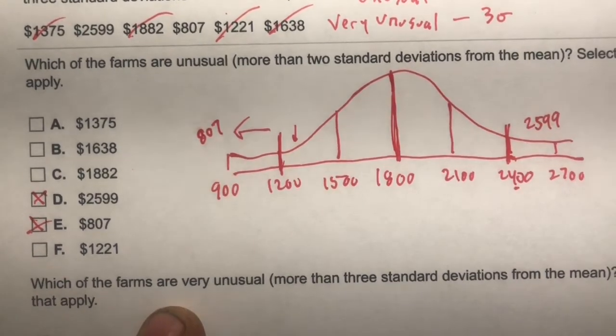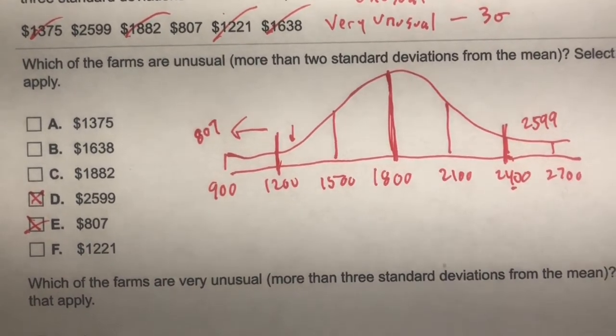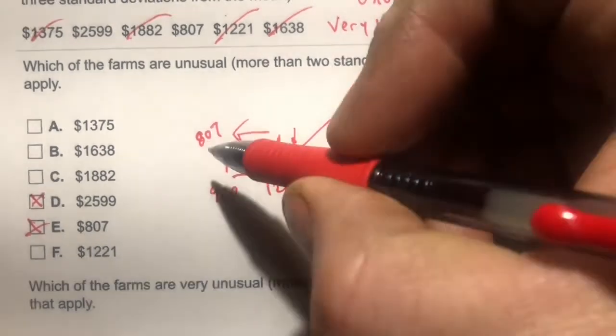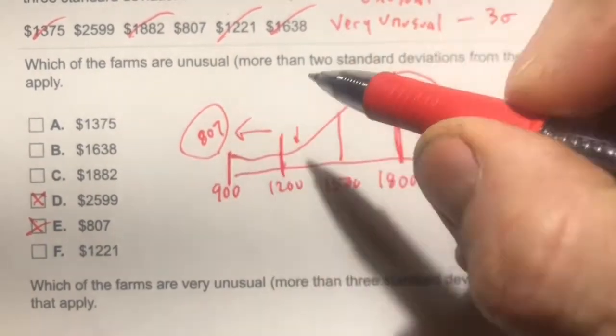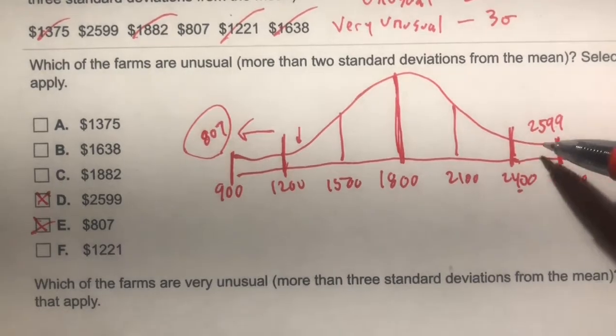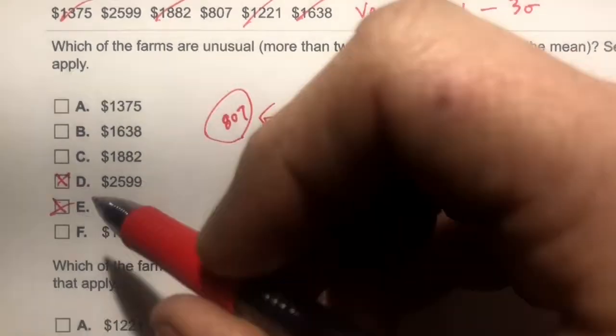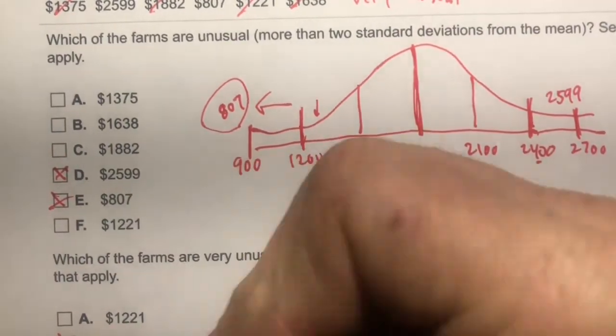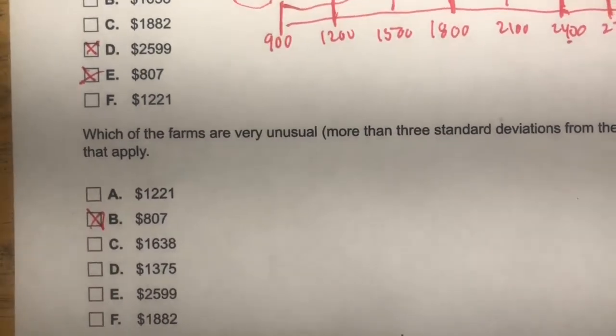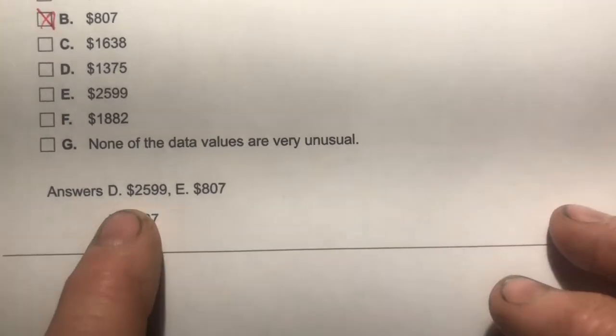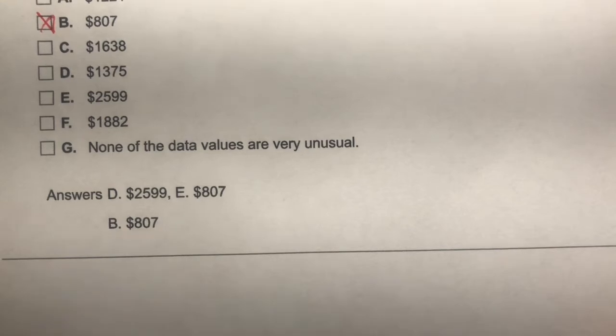Now, which of the farms are very unusual, which means they're outside 3 standard deviations. And this 807, see, it's outside the third one. This one here is within the 3, so only that one, the 807, is considered very unusual. And you see our answers down here. So we're in good shape there.